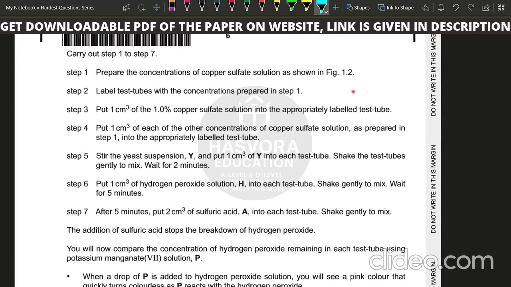Now let's just read out the steps. So carry out step 1 to 7. So prepare the concentrations of copper sulfate solution. We have already prepared that, let's just assume. Then step 2 says to label test tubes with the concentrations prepared in step 1. Now you will be given the test tubes in your lab. For example, if you have 5 to 6 test tubes, you will label them like this.